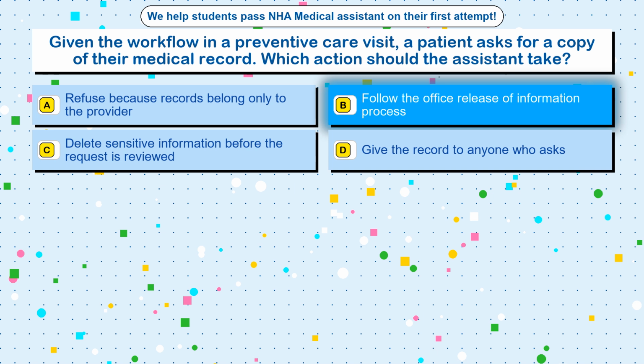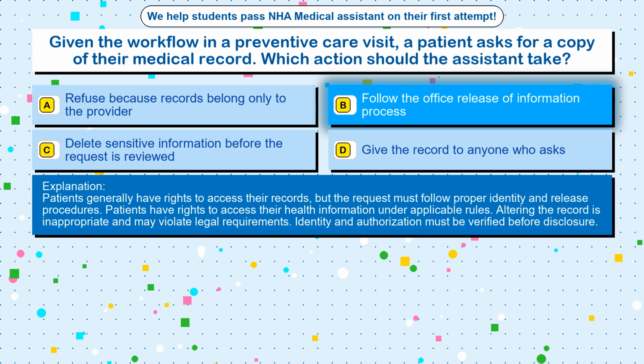The correct answer is option B, follow the office release of information process. Patients generally have rights to access their records, but the request must follow proper identity and release procedures. Patients have rights to access their health information under applicable rules. Altering the record is inappropriate and may violate legal requirements. Identity and authorization must be verified before disclosure.